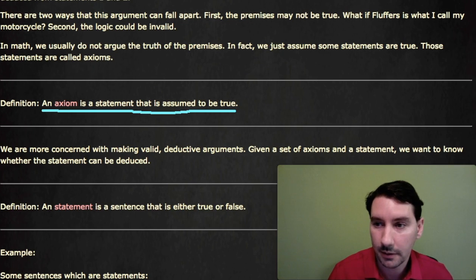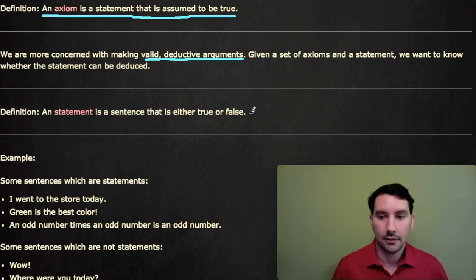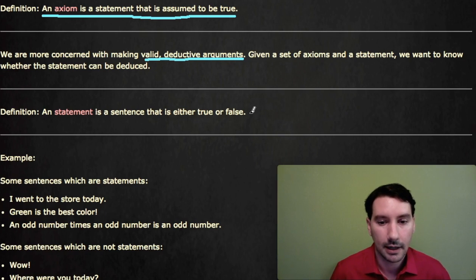So premises may be axioms, or they may be derived statements. But what we are concerned with in math more often is making valid deductive arguments. So given a set of axioms, we want to know whether a conclusion is actually true, and this is based on logic. So this is our introduction into the topic of logic. When we're dealing with logic, we're going to deal with statements, which are sentences that are either true or false.